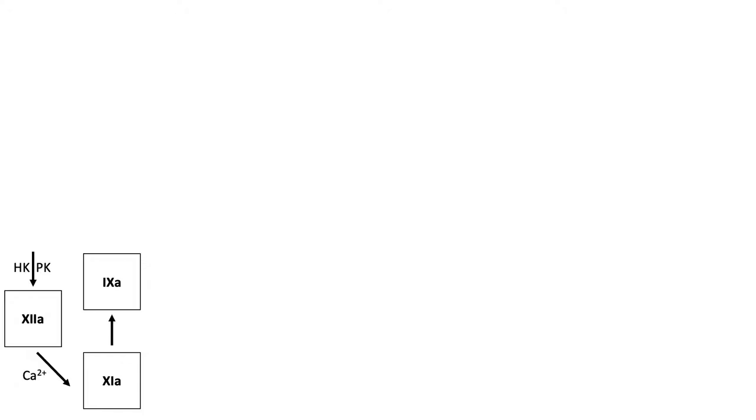To begin, let's review the intrinsic or contact activation pathway. We start with a contact-dependent factor 12, which, in the presence of high molecular weight kininogen and prekallikrein, is activated to factor 12A. 12A, in the presence of calcium, activates factor 11 to factor 11A. 11A activates factor 9 to 9A. 9A has as its cofactor 8A, which helps factor 9A activate factor 10 to activated factor 10.